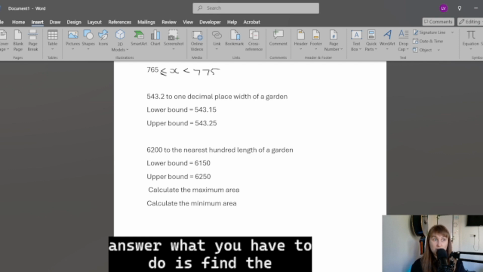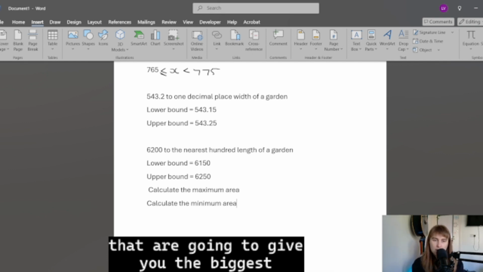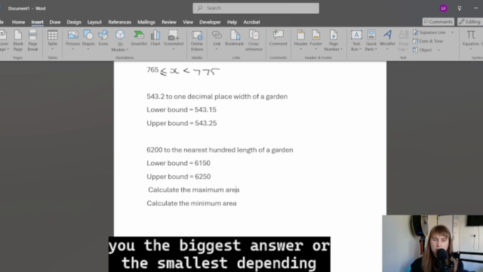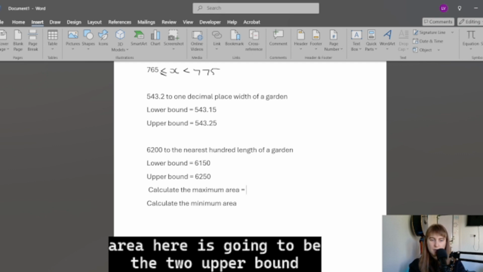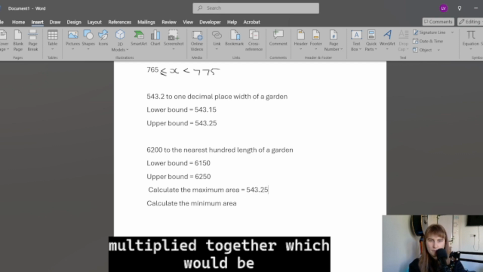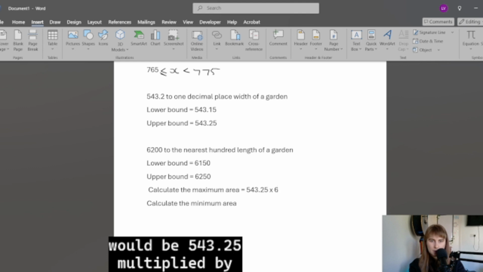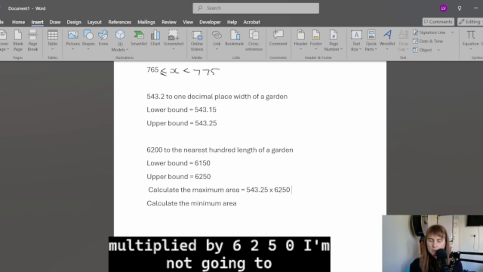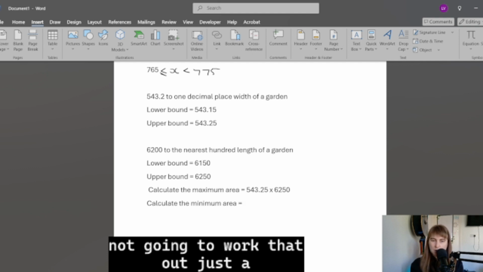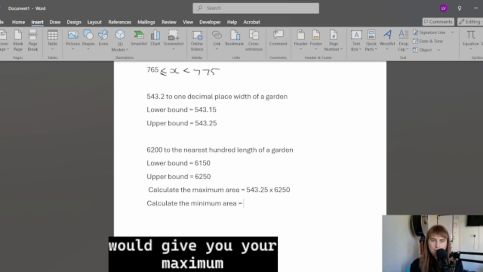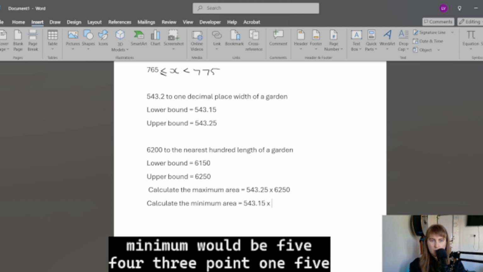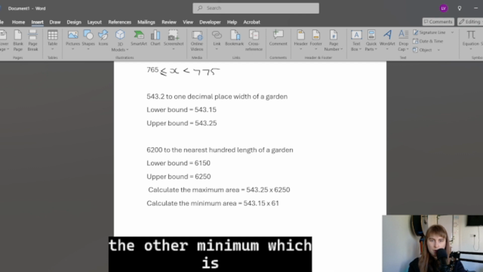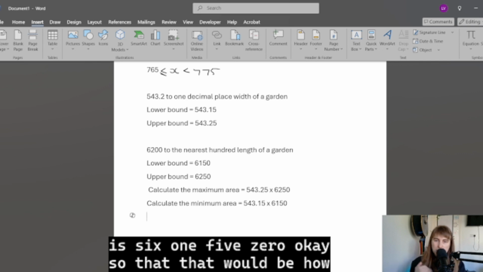Okay, so in order to calculate the maximum and minimum of an answer, what you have to do is find the two values that are going to give you the biggest answer or the smallest, depending on what the question is asking. So the maximum area here is going to be the two upper bounds multiplied together, which would be 543.25 multiplied by 6250. I'm not going to work that out just in the interest of time, but that would give you your maximum. Similarly, the minimum would be 543.15 multiplied by the other minimum, which is 6150. Okay, so that would be how you'd find the maximum and minimum.